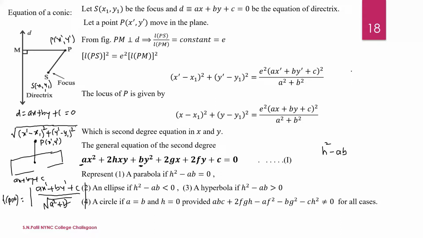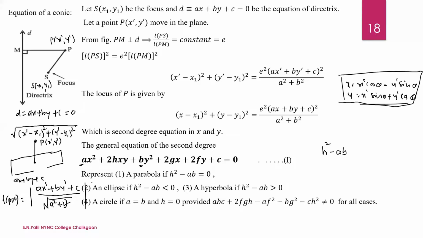That is, x is equal to x dash cos theta minus y dash sine theta. y is equal to x dash sine theta, sorry, plus y dash cos theta. So using this equation, we find out the standard form of the conic. Every general equation of the second degree in x and y represents a conic.